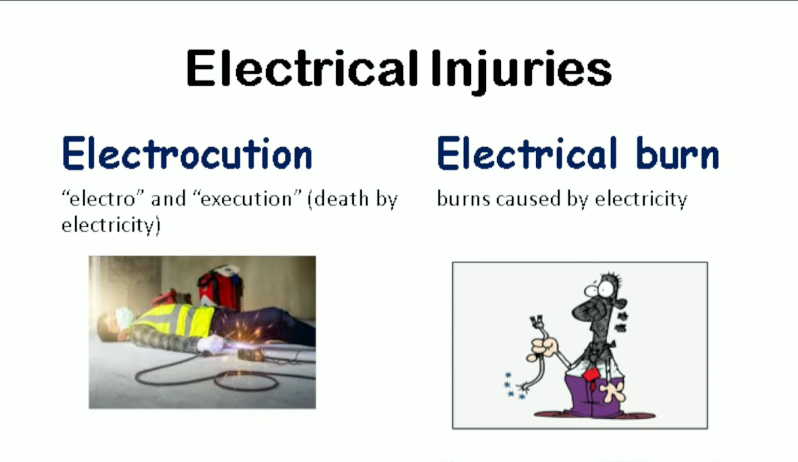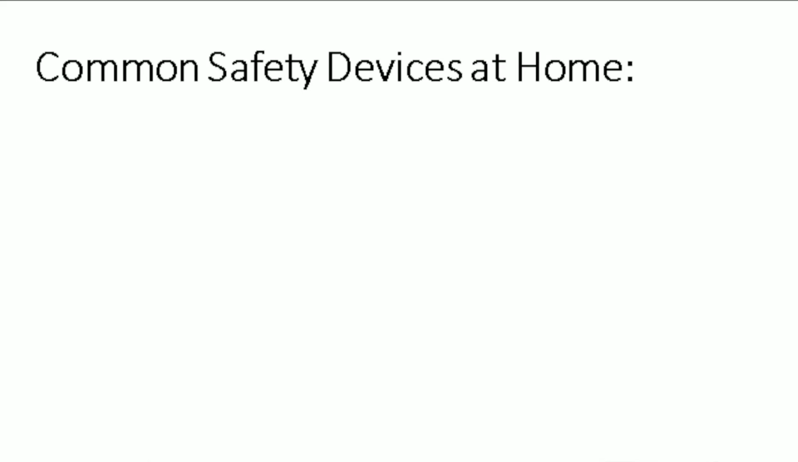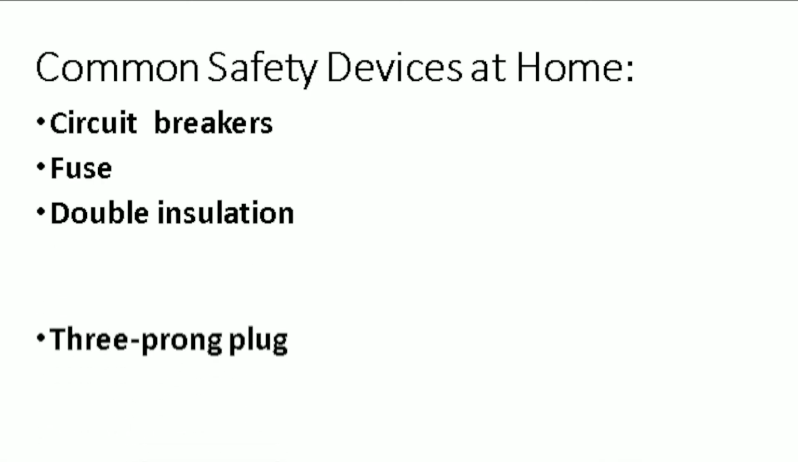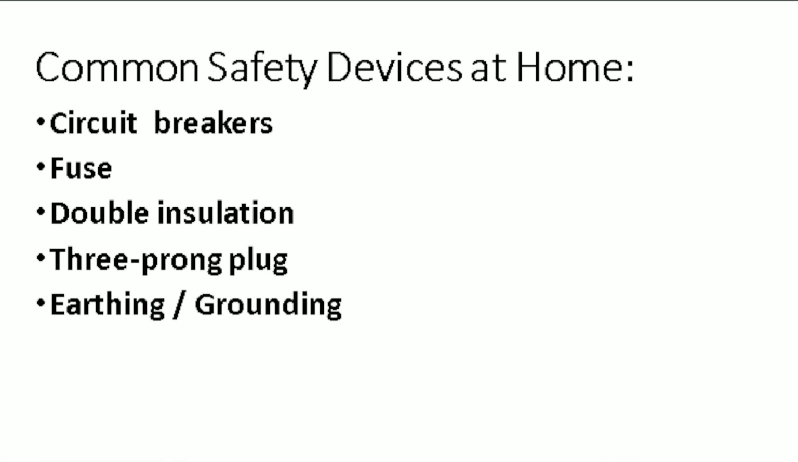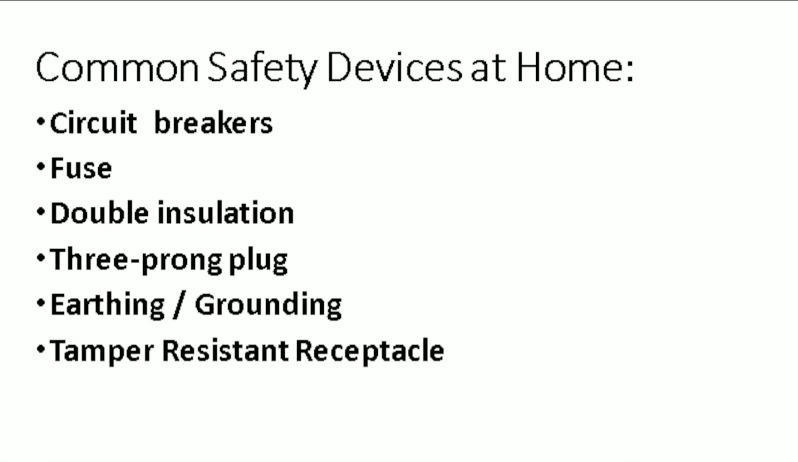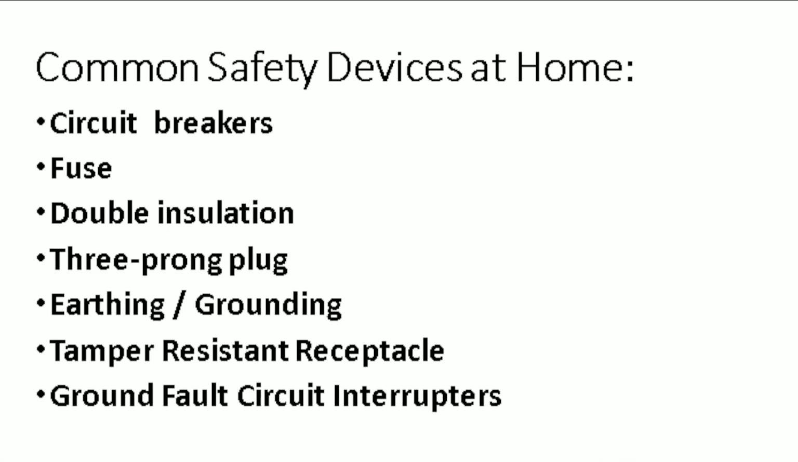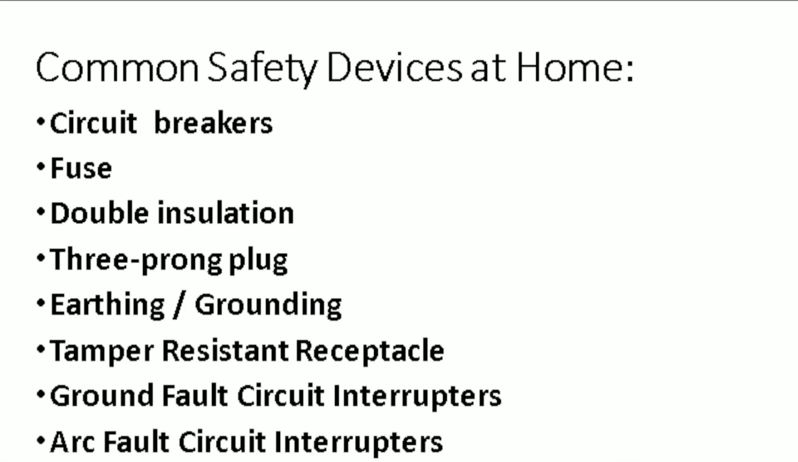So, to prevent these injuries and electrical hazards, we are going to identify the common electrical safety devices that we must have in our house, and we will explain their functions. We have here the circuit breakers, fuse, double insulation, three-prong plug, earthing and grounding, tamper-resistant receptacle, ground fault circuit interrupters, and arc fault circuit interrupters.